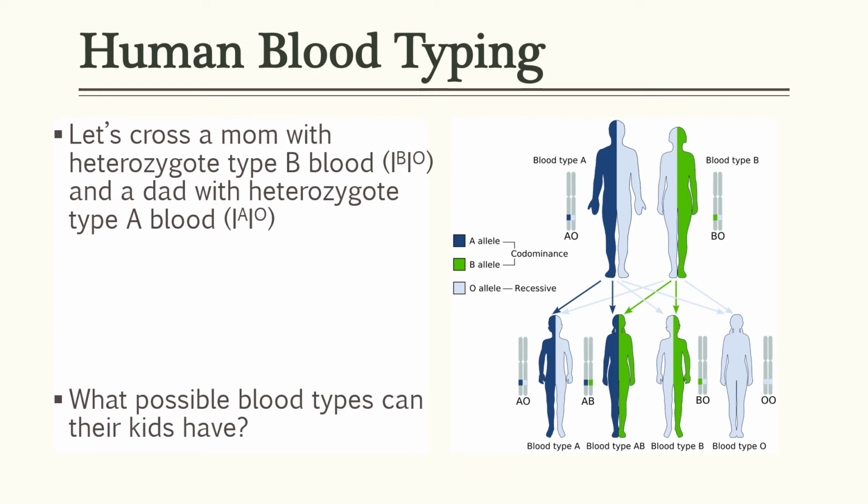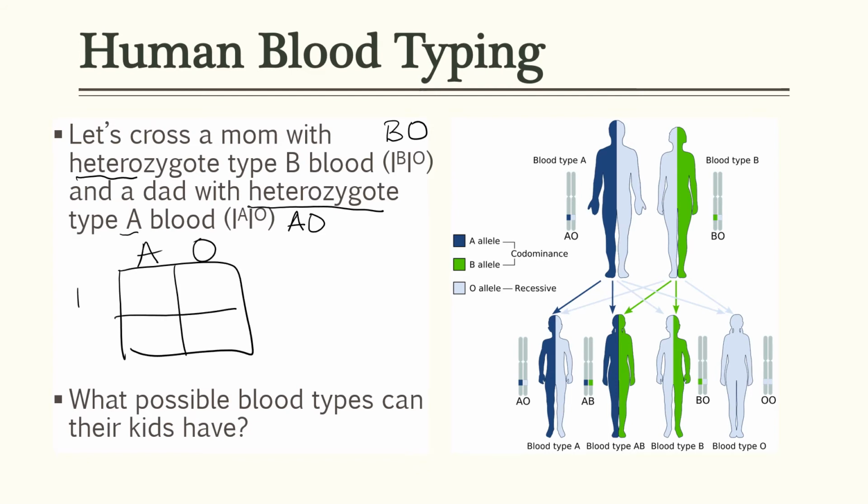So let's do an example problem using blood type. We're going to take a mom who has heterozygous type B blood. Heterozygous means different, so that means she's going to have a B allele and an O allele, and a dad with heterozygous A blood. So heterozygous means different, so he's going to have an A and an O. So let's do this cross. AO and BO. And these are the possible variations that we're going to end up with.